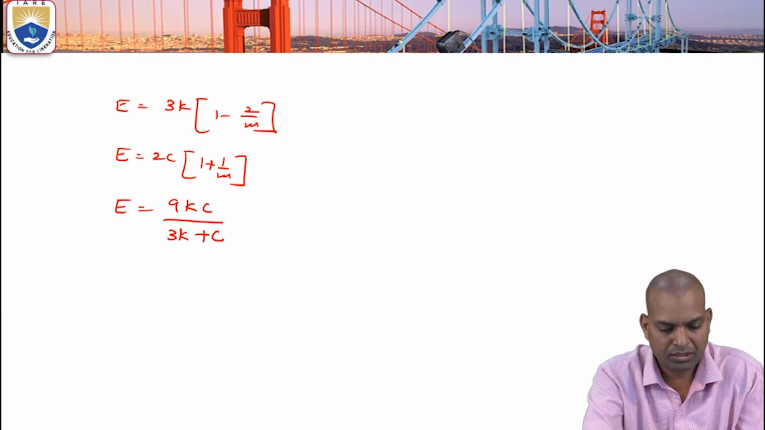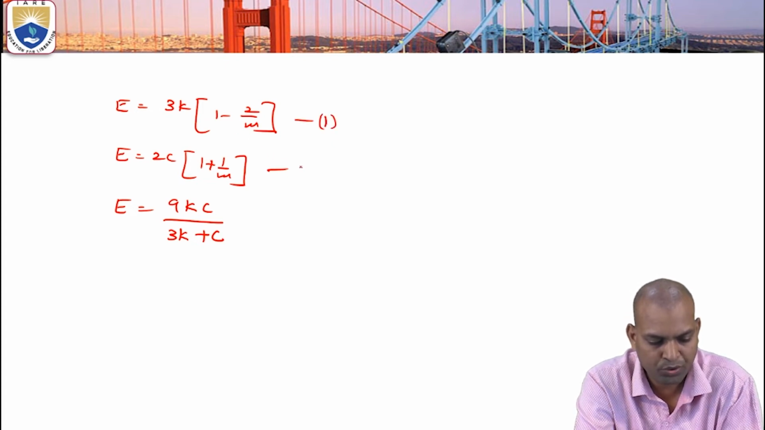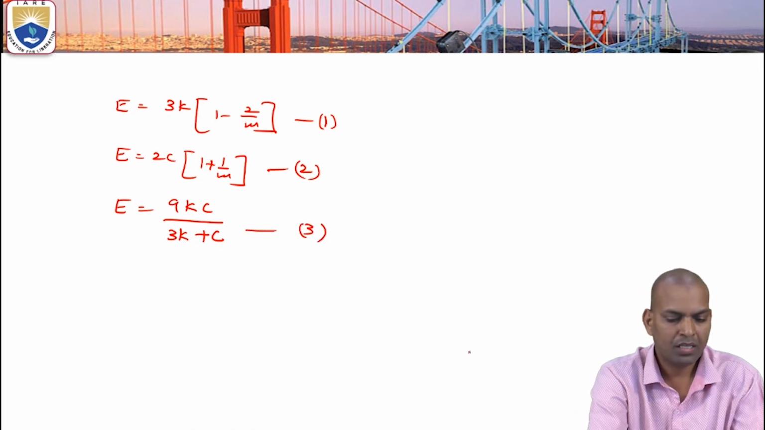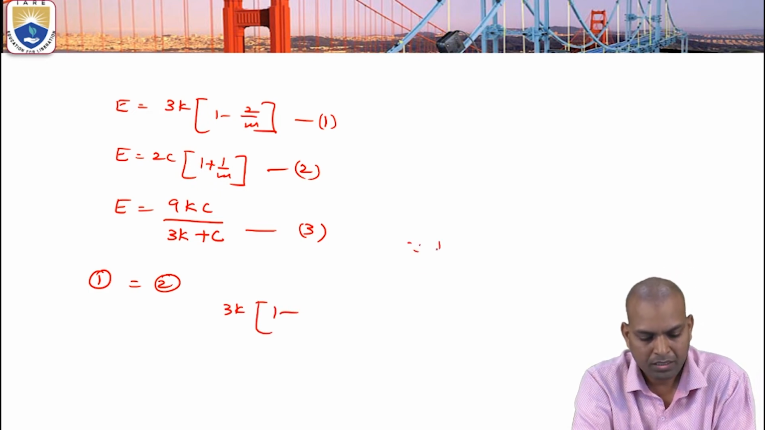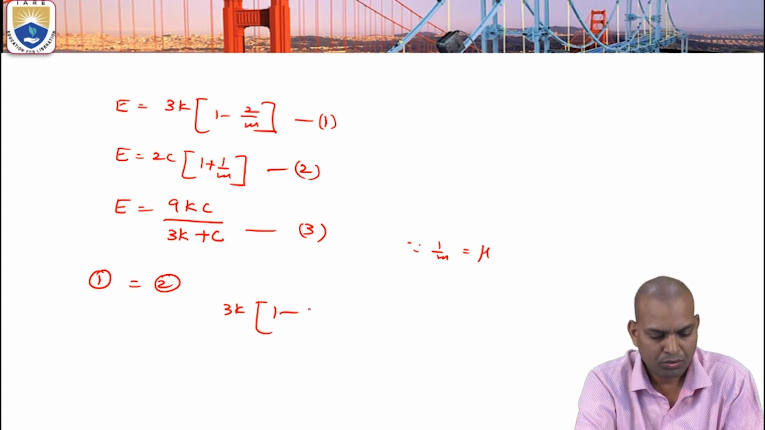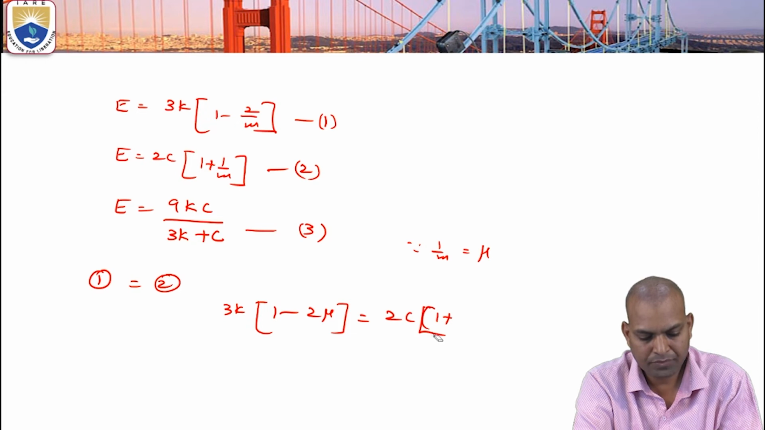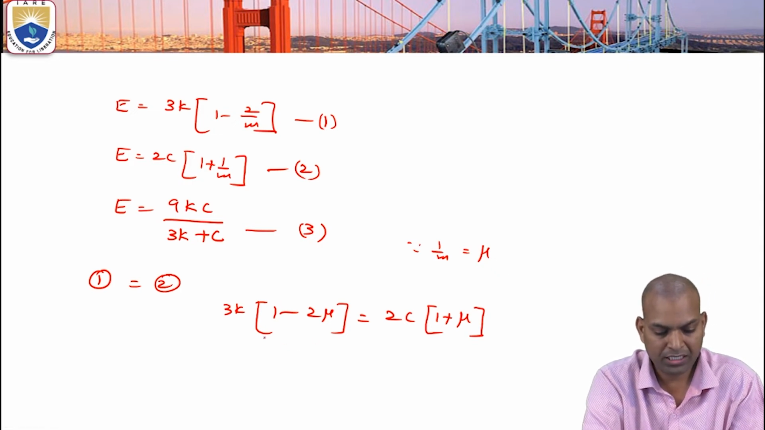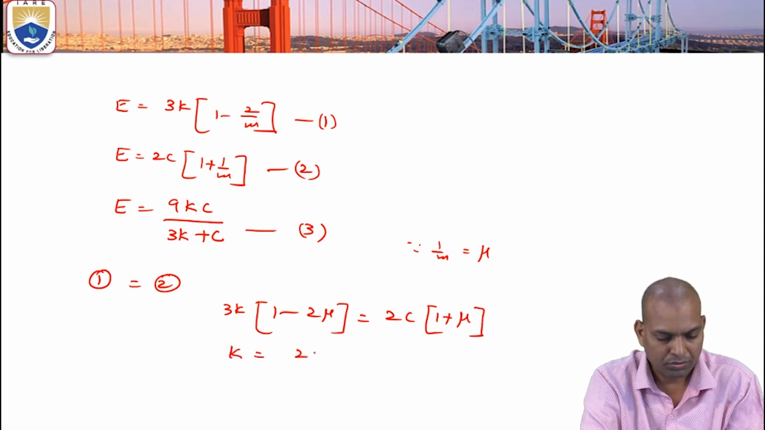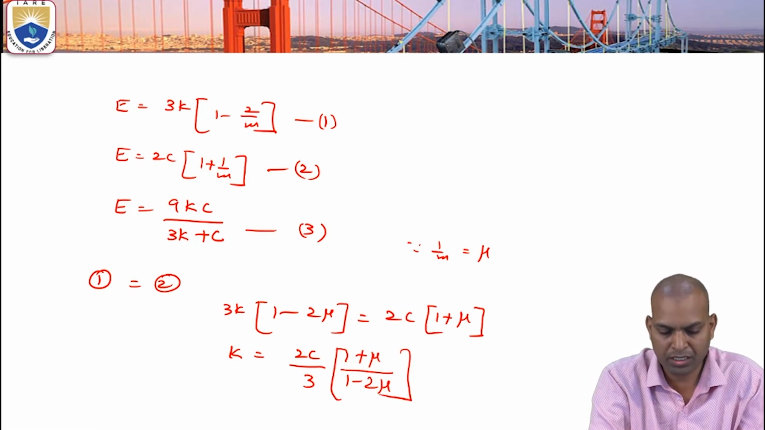So suppose we consider equation 1, equation 2 and equation 3. Equate equation 1 and equation 2. Then 3K times, I am writing in the place of 1 by M, mu denoted by. So 3K times 1 minus 2 mu equal to 2C times 1 plus mu. From this relationship, we can study that K equal to 2C times 1 plus mu by 3 times 1 minus 2 mu, that is 2/3 of C times 1 plus mu by 1 minus 2 mu.